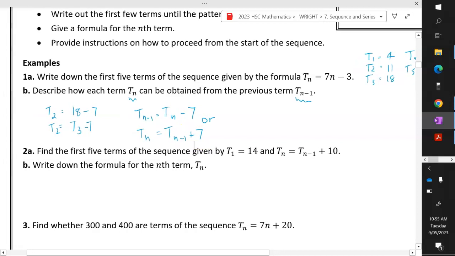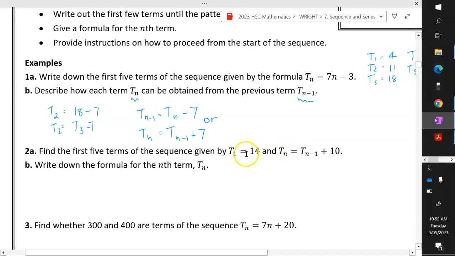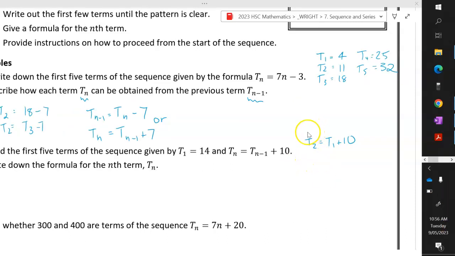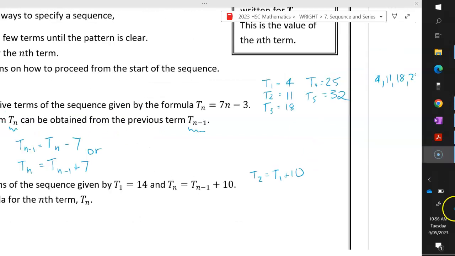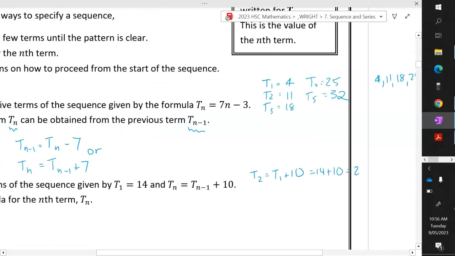So let's have a look at 2a, saying that find the first 5 terms of the sequence, given that term 1 is 14, and that term n is the term before it, term n minus 1, plus 10. So using that information, we could then say that the second term, term 2, would be equal to that first term plus 10, which is 14 plus 10, which is 24. So we're going to add 10 on each time. So let's just write it out like this. We've got 14, we've got 24. We're going to add more. 34, 44, and 54. And they're our first 5 terms.